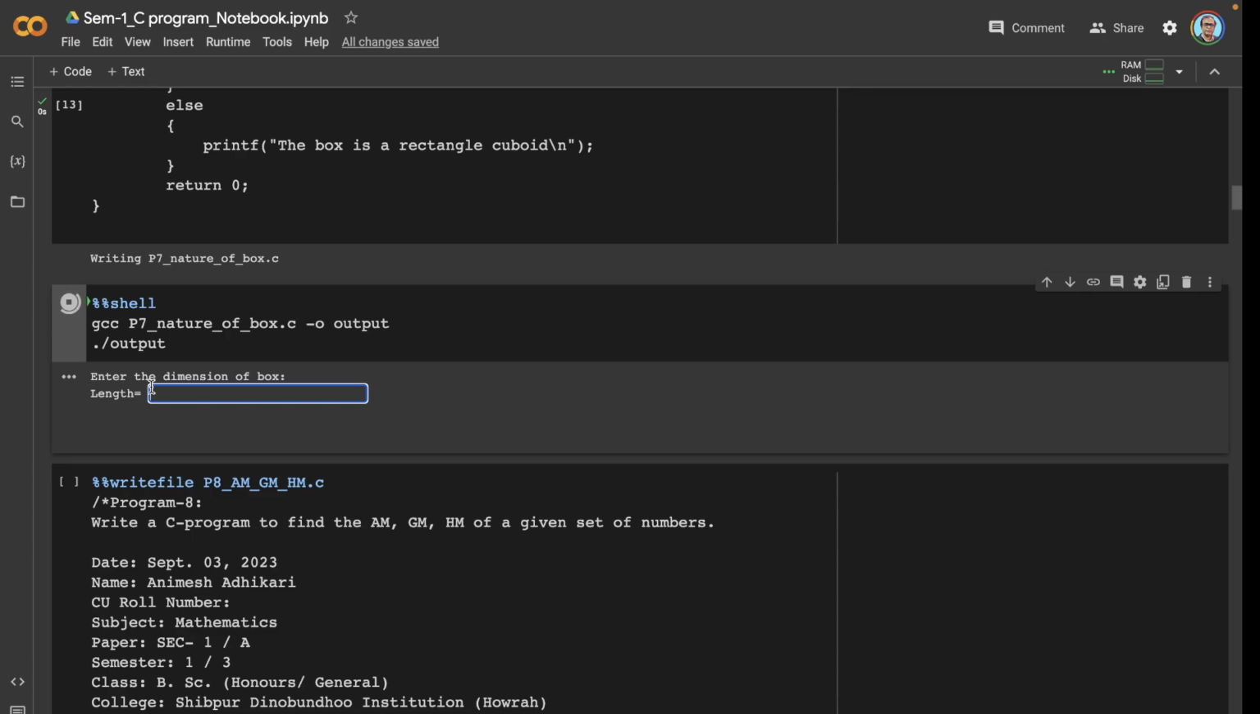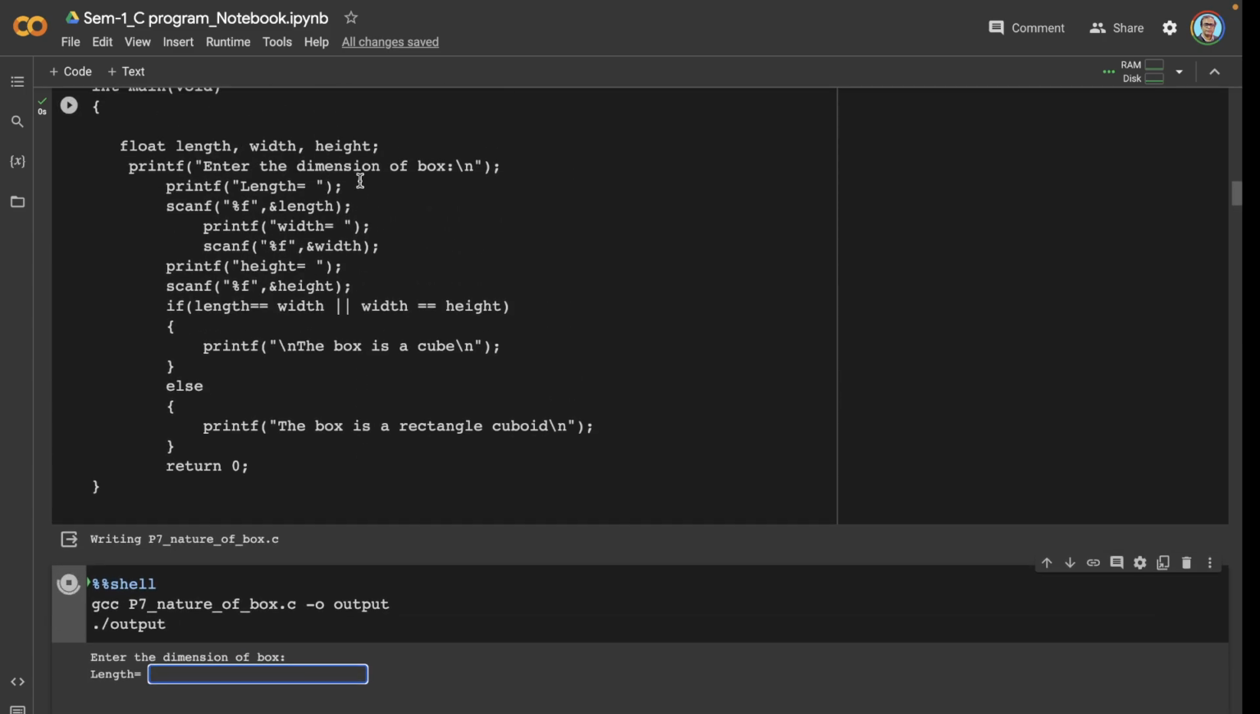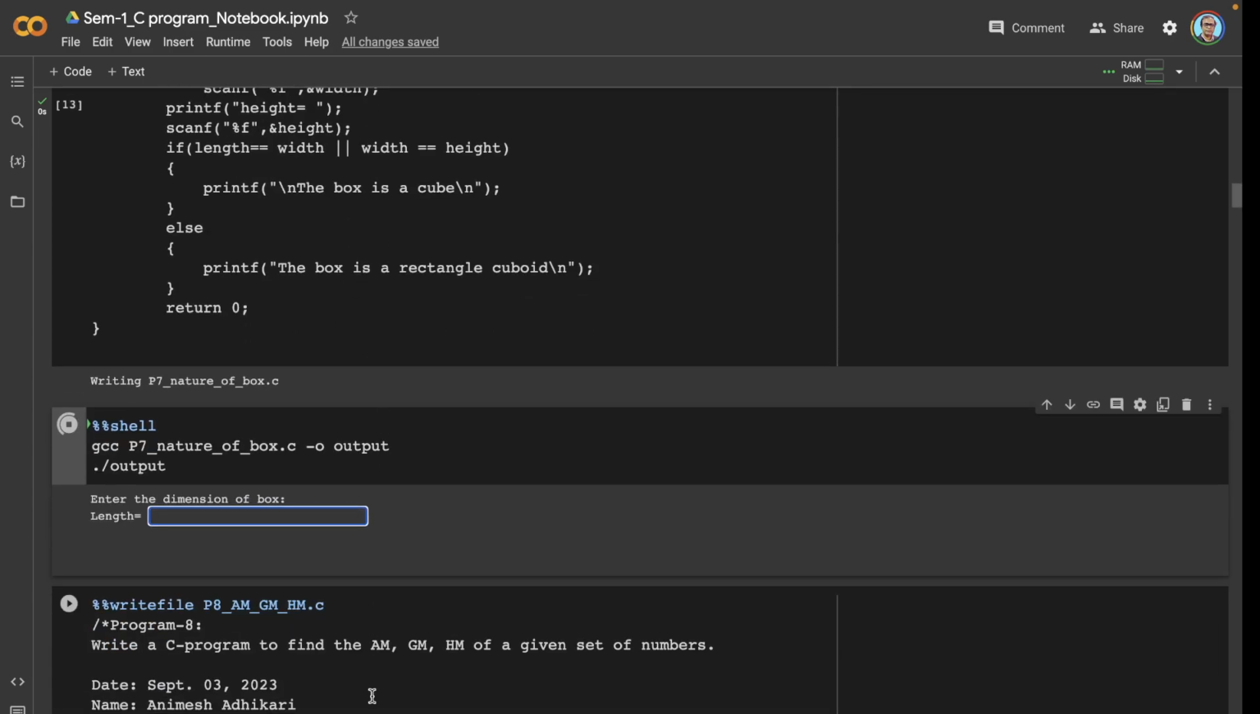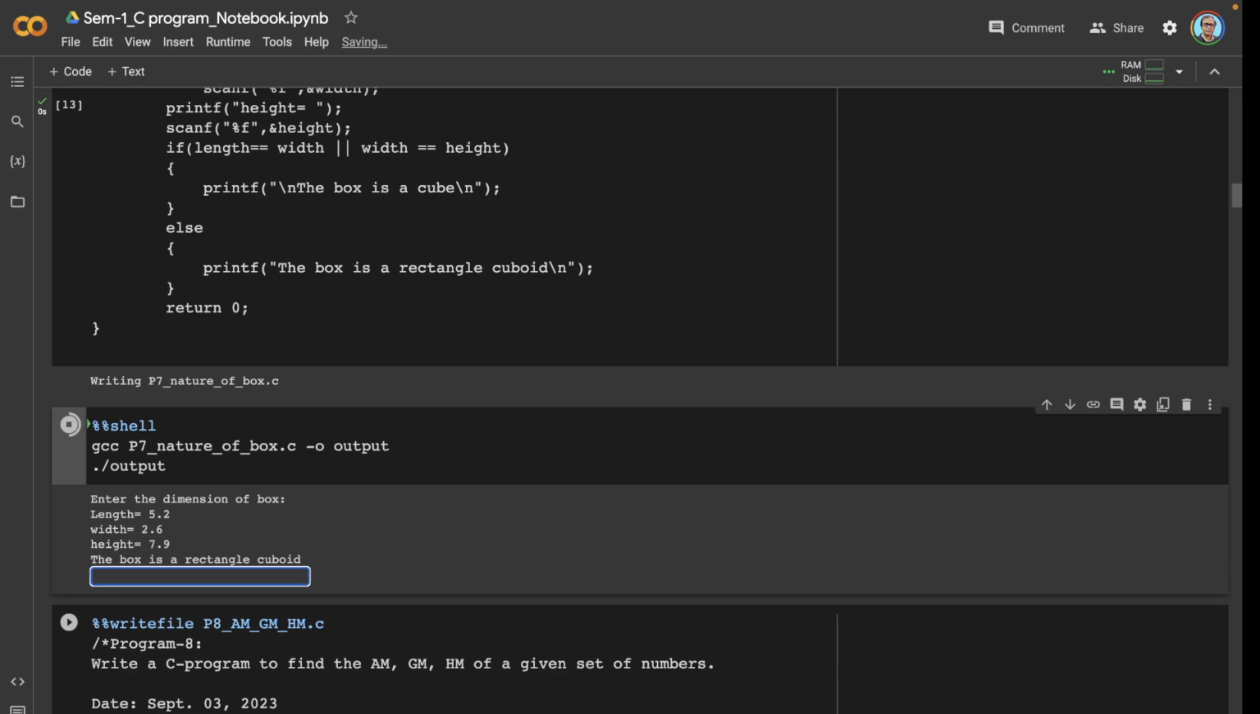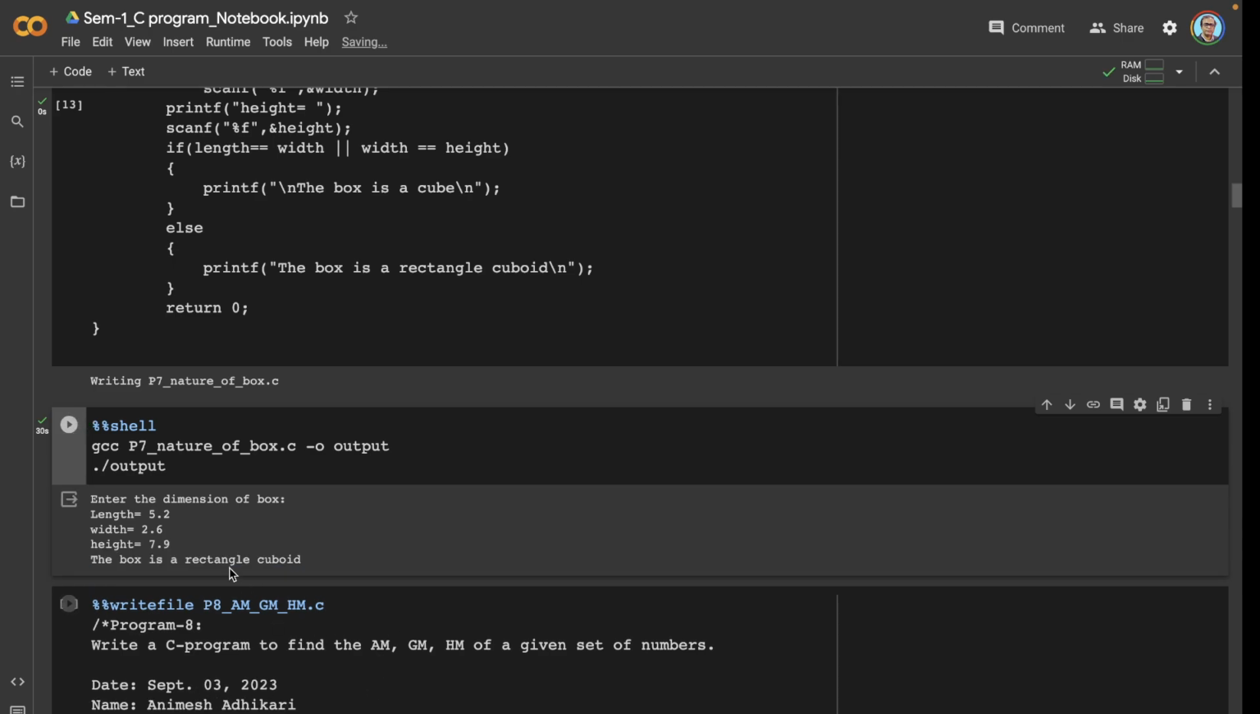Enter length. Here length is a floating variable, so you can put a float type number. Suppose 5.2 unit, width is 2.6, and height is 7.9 unit. So this box is a rectangle cuboid.